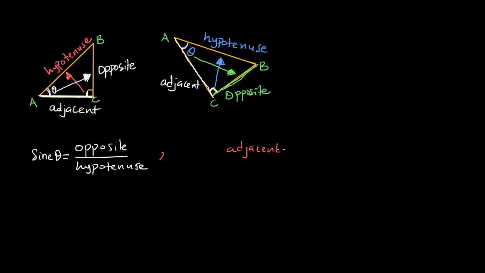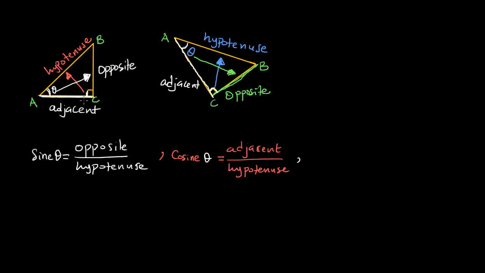Adjacent all over the hypotenuse. Now, this ratio is called the cosine of the angle we are considering. Cosine of the angle. I'll put theta here. So this is called the cosine of the angle we are considering.